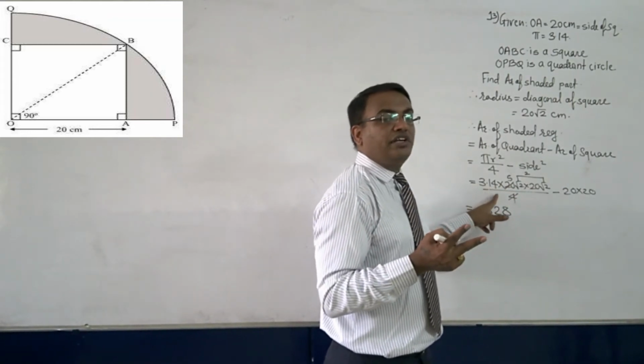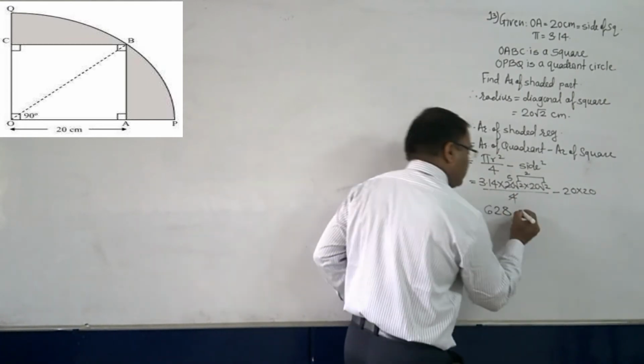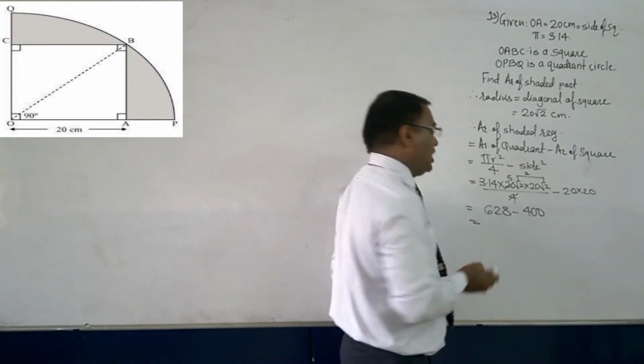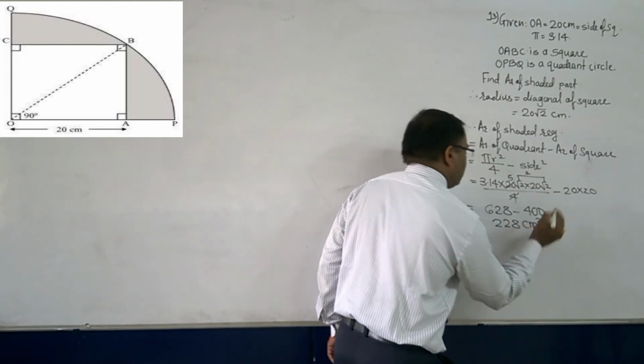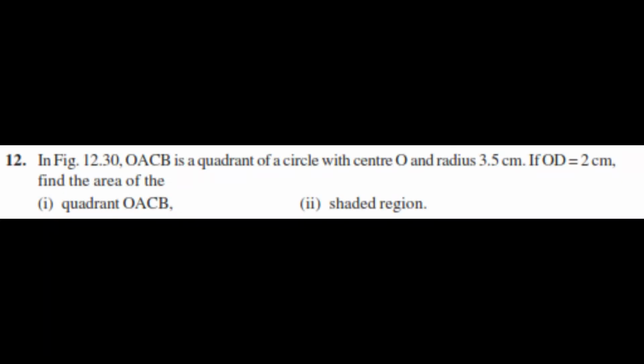So it will become 314 into 2. That comes to 628. And what is 20 into 20? It is easy. That is 400. Now, the total answer is 228 centimeter square. Okay, so let's go ahead with the next one.